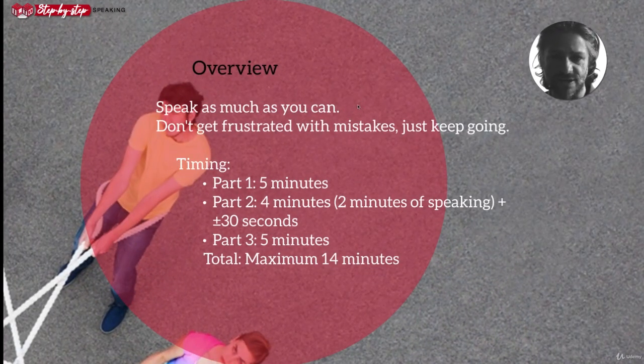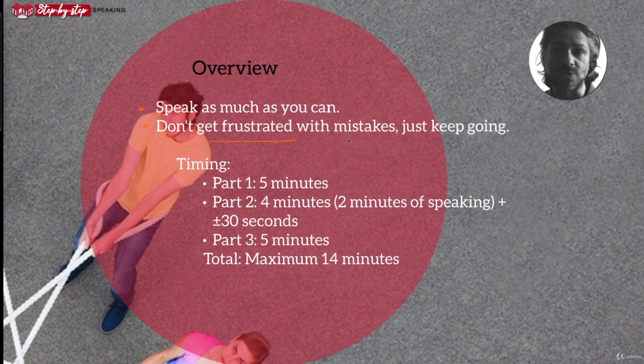So basically, you just need to make sure that you speak as much as you can. And if you find yourself getting frustrated with mistakes, you have to just practice to keep on going, because if you find yourself hesitating, that's going to start affecting your first column. And you're going to see in the next video, we're going to be looking at the band descriptors of the speaking exam. And the first column looks at coherence and cohesion. No, sorry, not cohesion and coherence. It looks at fluency. And so the fluency bit is what will be affected if you don't speak as much as you possibly can, and if you get frustrated with mistakes and you start getting hesitant when you speak.